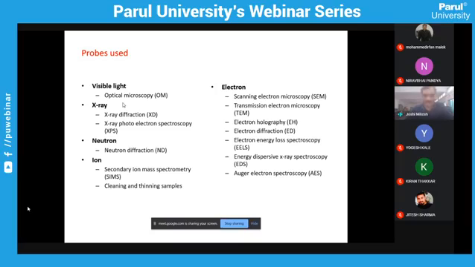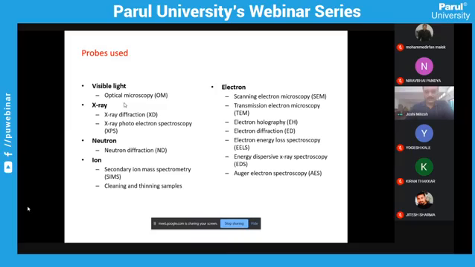Electrons, you have a number of electron microscopy techniques called scanning electron microscopy, transmission electron microscopy, holography, diffraction, electron energy loss, and energy dispersive analysis of X-rays, Auger electrons. So they have different names according to what probe you are using. That means on a sample, what kind of probe you are using to illuminate or to identify the structure.